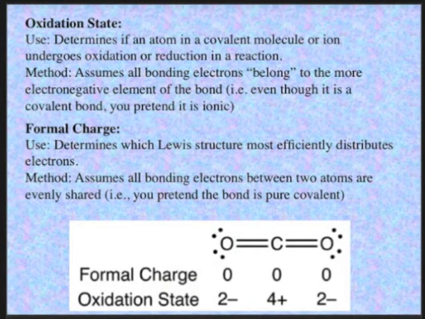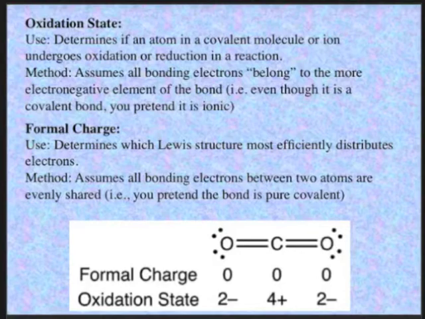So, if you were calculating for carbon dioxide the formal charge of each atom and the oxidation state of each atom, you'd see two different things. For the formal charge, each atom would have a formal charge of 0. We'll see how that's calculated in just a minute. For oxidation state, each oxygen is -2, and the carbon is +4.